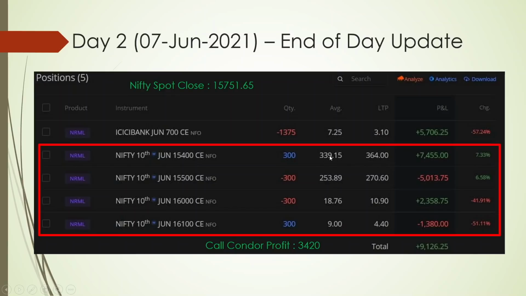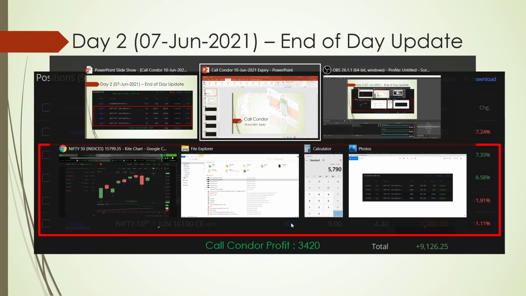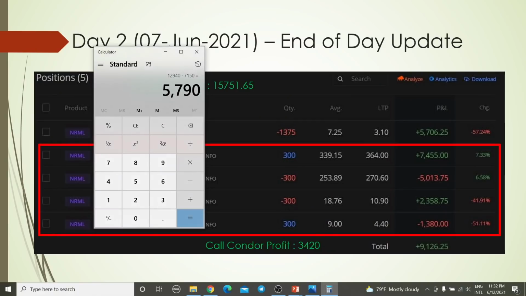The difference here, 339 minus 253. So let's see, 339.15 minus 253.89. So we paid 85 points. So right now, how much we have captured? 364 minus 270.6, 93 points. See, minus what we had, 85.26 something, right? We have already captured 8 points here.